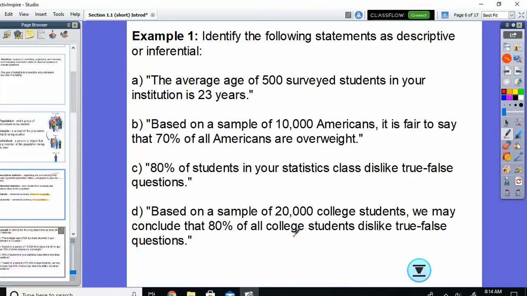Descriptive just tells what we actually found. Inferential is making some inference from that. So A, the average age of 500 surveyed students in your institution is 23 years. Is that telling what we actually found or making some guess about what we found? What we actually found. It said 500 surveyed, so we talked to all 500 people. And we found the average age was 23. So that was what actually is there, so that would be descriptive.